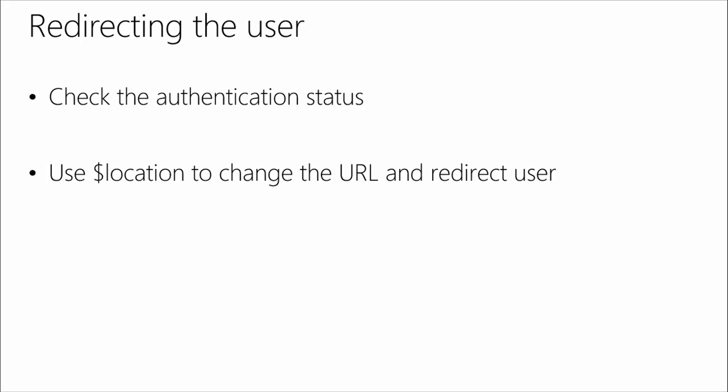Nice. And finally, we're going to redirect the user. So we're going to check the authentication status as we're making that request. And we're going to use yet another Angular service, location, to change the URL that the user is on and redirect the user to another page as it's needed. So for example, once someone has logged in, we can redirect them to the main view and have them see the feed and potentially post something, and same for register. So with that, let's actually go through and implement our authentication.